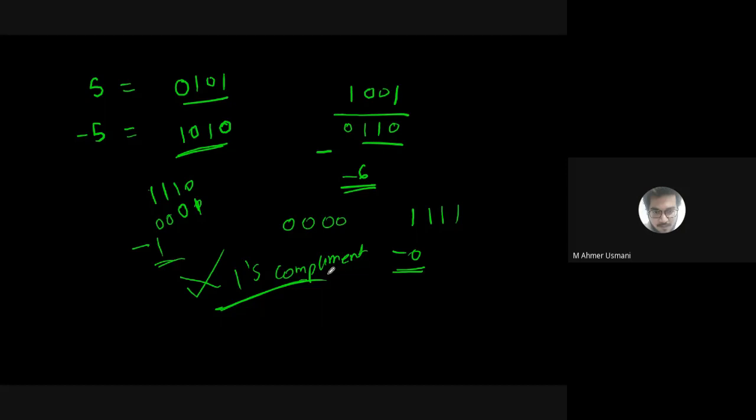It cannot be used. But why are we studying one's complement if it cannot be used? Because there comes another system called 2's complement, which is just an extension of 1's complement, and it was successful. That is why 1's complement is being taught to you. Okay, so what is 2's complement?